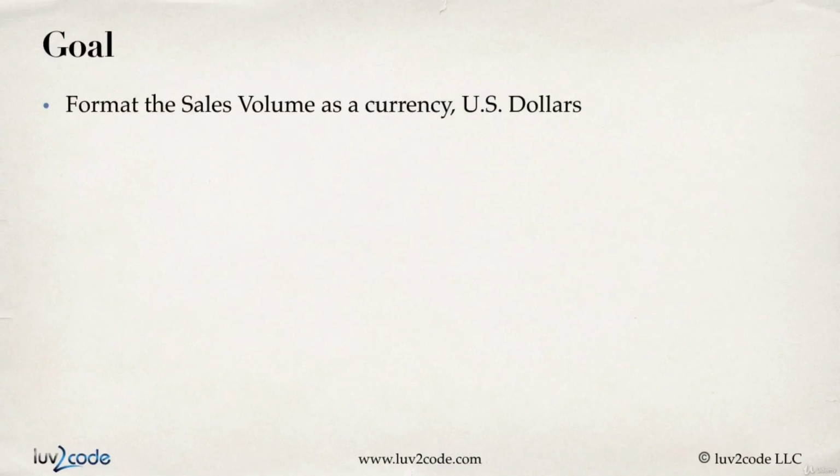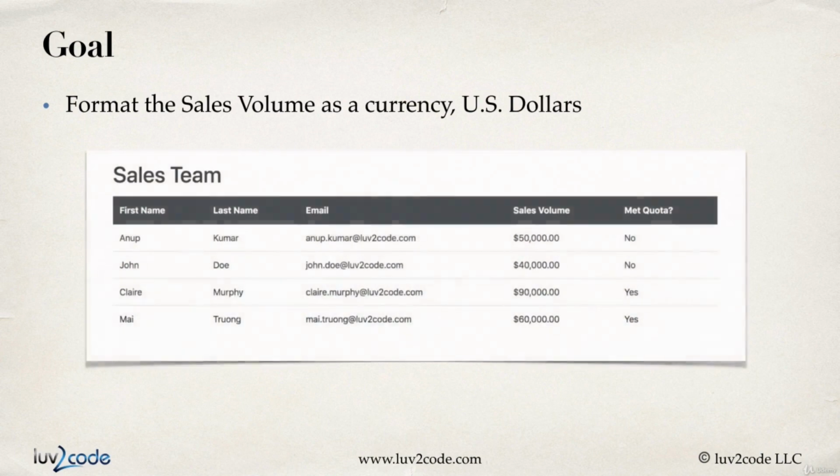Now, one more example here. We want to format the sales volume as a currency with US dollars. So here's our table. And so for sales volume, we actually want to use the given currency symbol for a given currency.